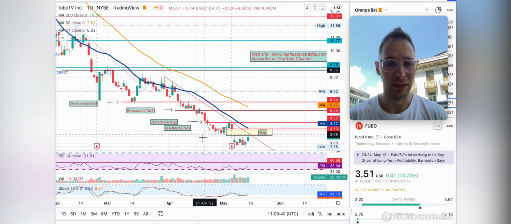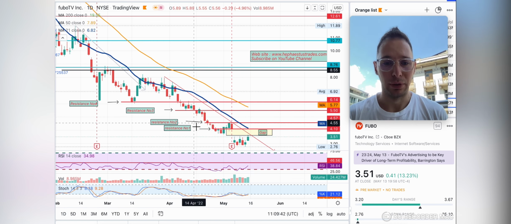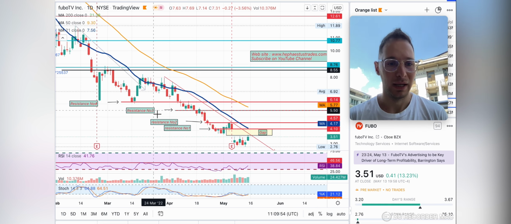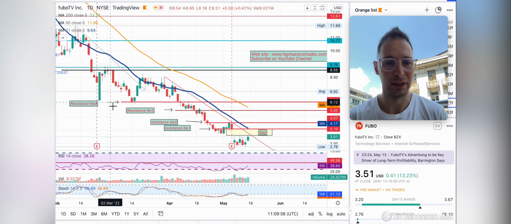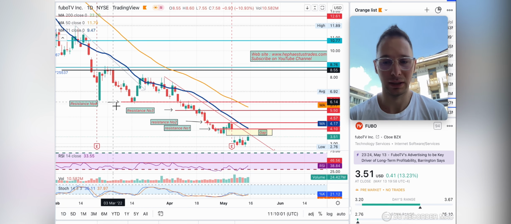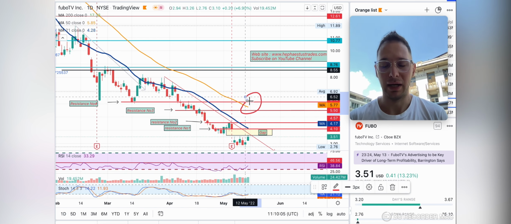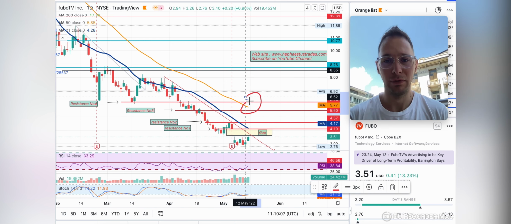The next, resistance number 2, is here at $4.58. Resistance number 3 is here at $5.50. Resistance number 4 is here at $6.12. Also in this territory is the 50-day moving average.